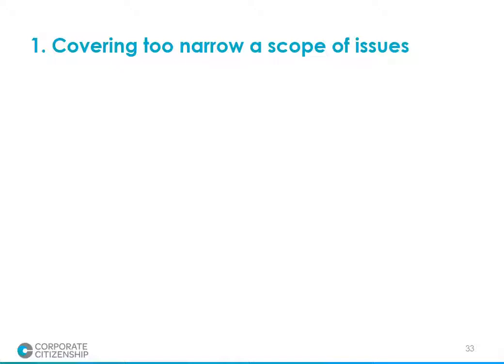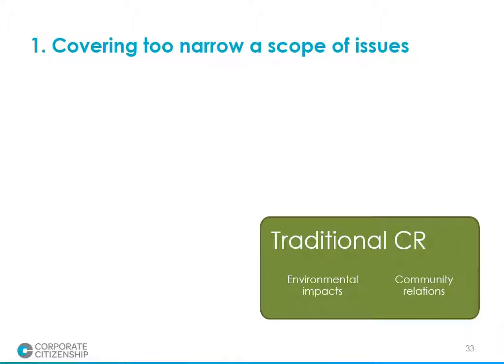So here, we're going to take an example of a consumer goods sector. Traditionally, they would report mainly on the environmental impacts or the community relations work that they do in the areas in which they operate.